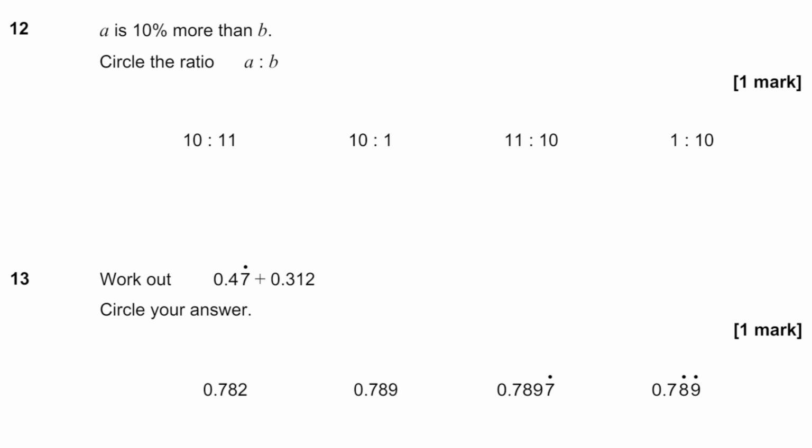So starting with question 12, A is 10% more than B, and we're asked to circle the ratio of A to B. This is a 1 mark question, and we have 4 options. We basically need to pick which ratio represents A being 10% more than B.